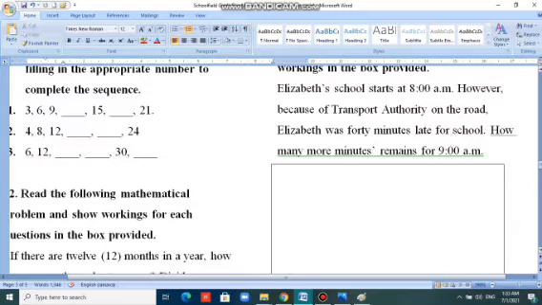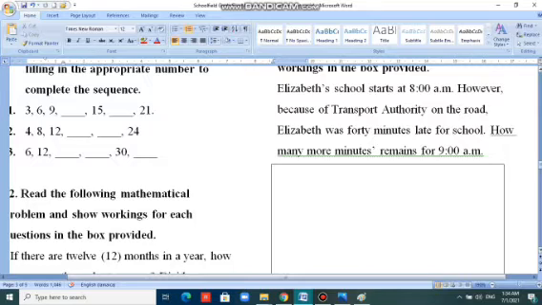Elizabeth's school starts at 8 o'clock a.m. However, because of transport authority on the road, Elizabeth was 40 minutes late for school. How many more minutes remains for 9 o'clock? So you're dealing with hours and you're dealing with minutes. All right?